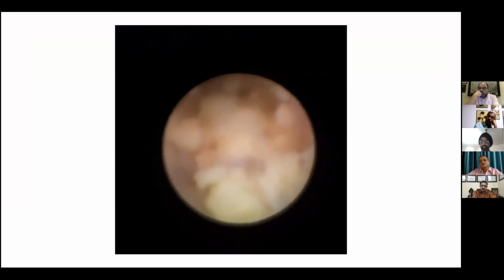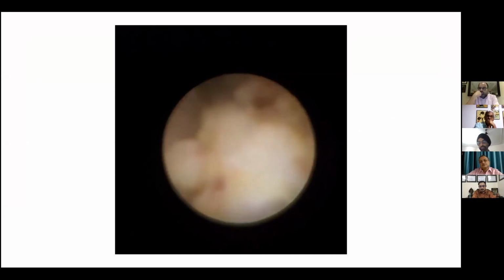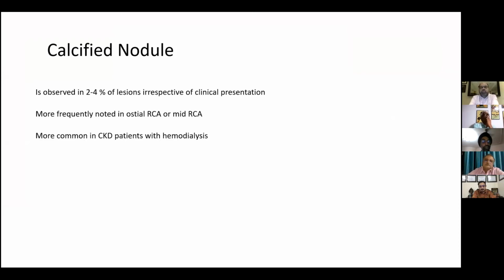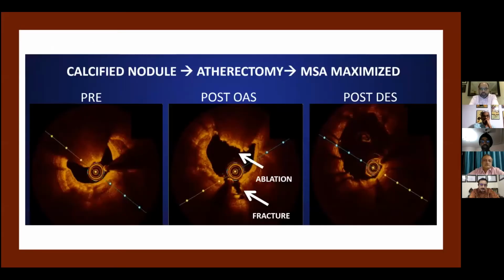We don't have orbital atherectomy. IVL balloon may help because this is very superficial calcium. So calcified nodule is seen in 2 to 4% of patients, irrespective of the clinical presentation. More common in RCA. We saw a calcified nodule in the case that I showed. More common in patients with CKD on hemodialysis. There is generally additional calcium present in the vessel, generally more than 180 degrees.